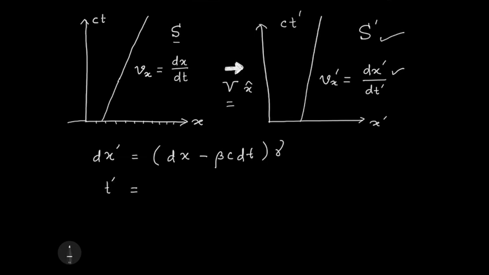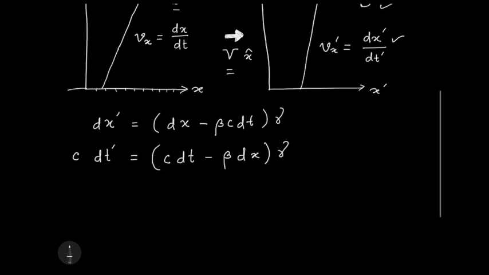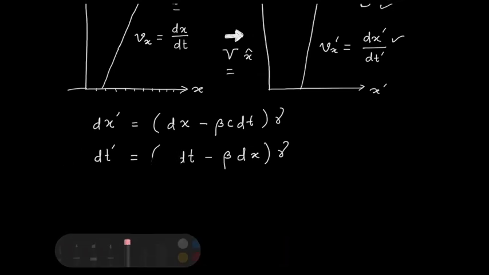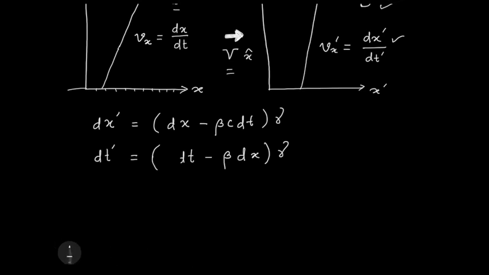Similarly, ct prime is ct minus beta x times gamma. So if I just calculate the differentials, it will be just this, right? And I can do a little algebra in the second one. I can remove c from here and here, because in this particular case that will be more useful for us. So I have to divide beta by c.